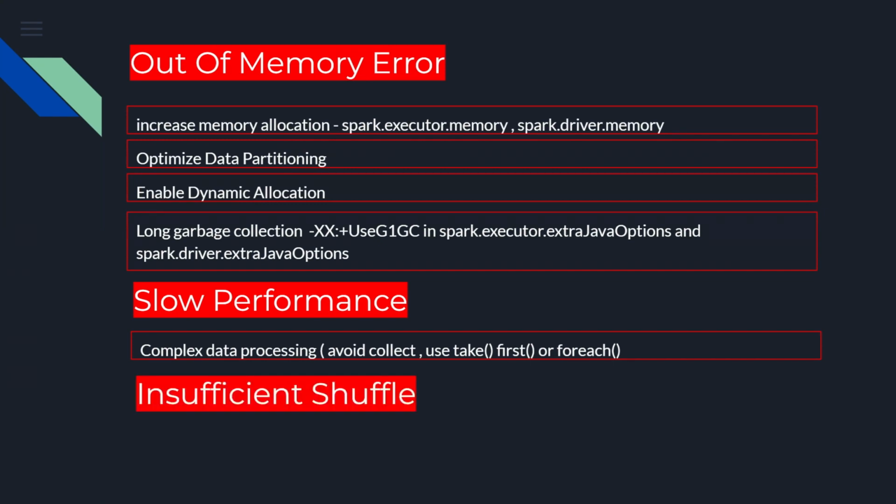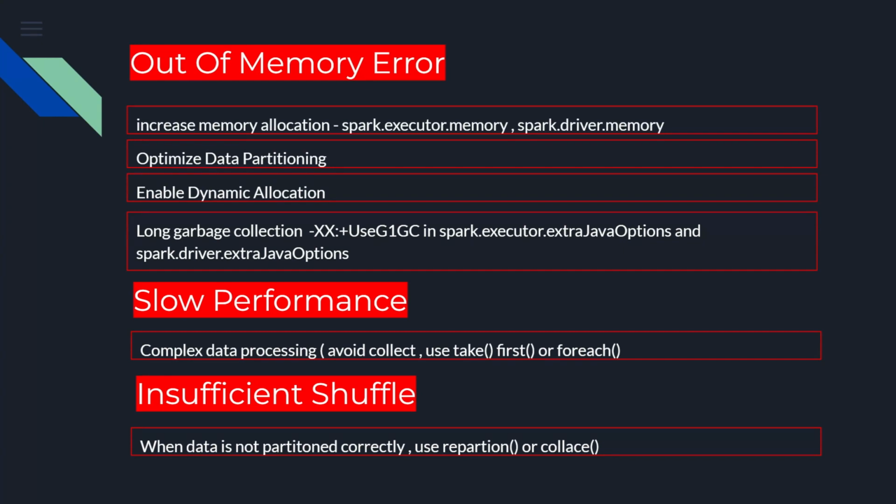And for insufficient shuffling, when data is not partitioned correctly, in that scenario we have to use repartition or coalesce, as I told you in the case of out of memory error as well. So everything is interconnected. Not only out of memory errors, but also insufficient shuffling could be a result. All these things are interconnected, and we should address them in one go.